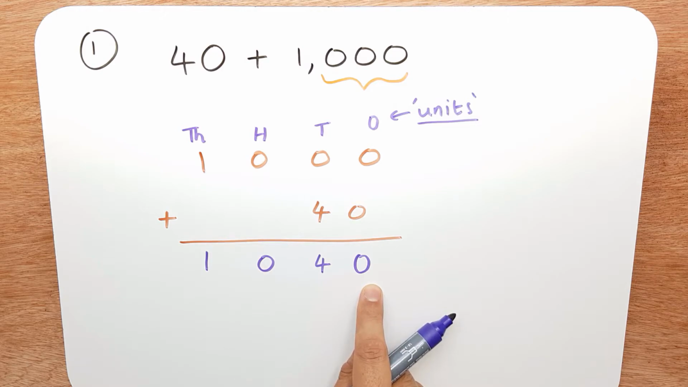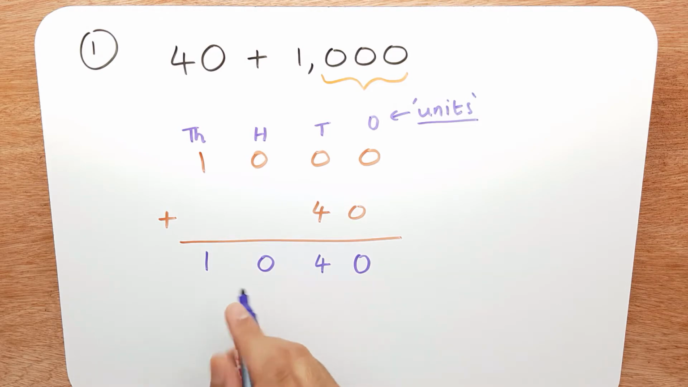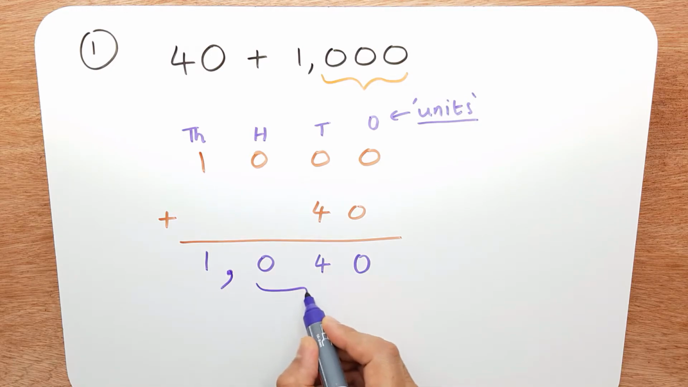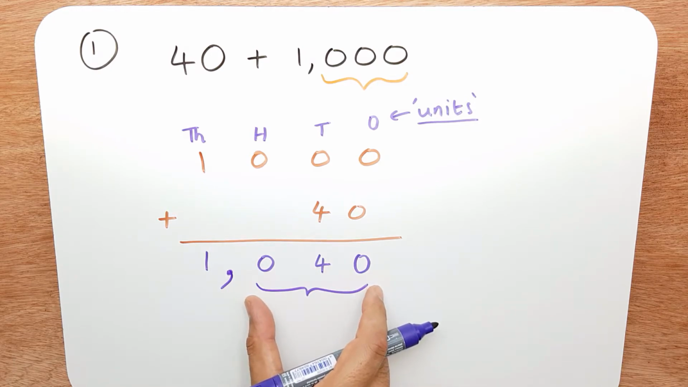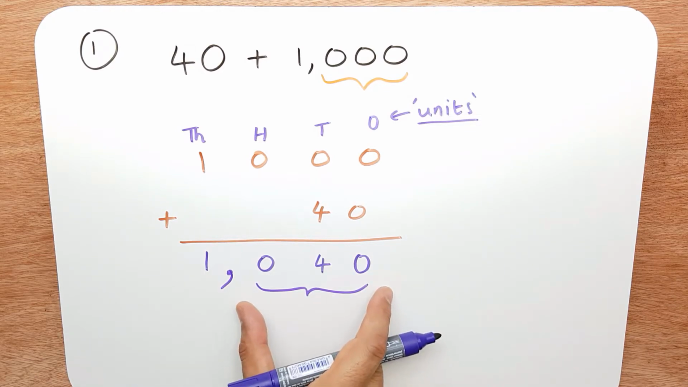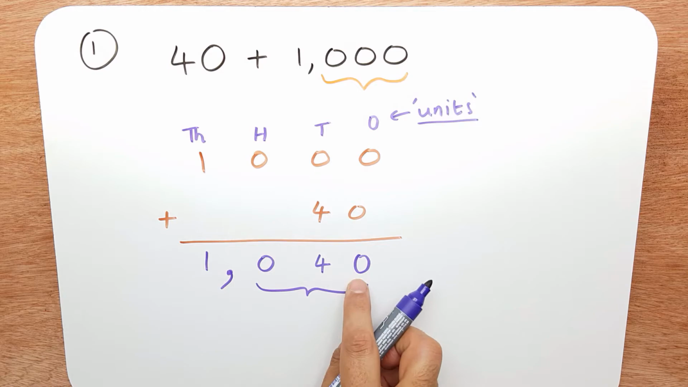And as before, 1, 2, 3, comma, this is our thousands. So this is in our head, 1000. So it'll be 1040.